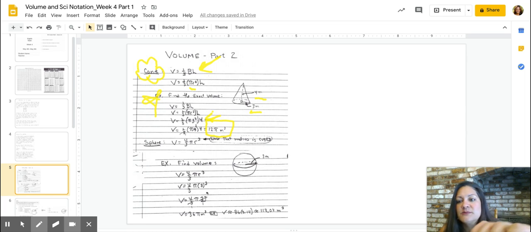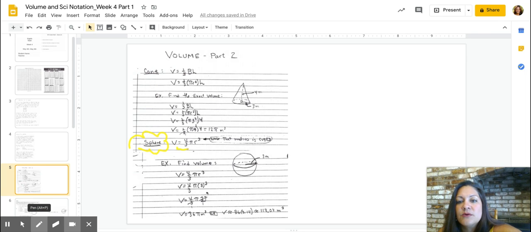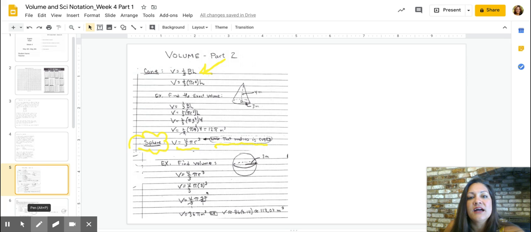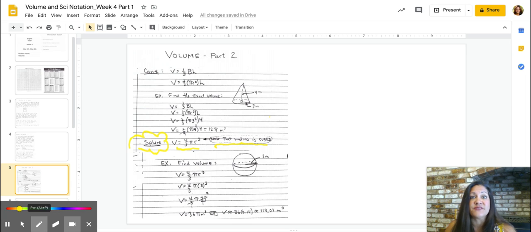Okay, so this next one is going to be the volume of a sphere. Here it is. Volume equals 4/3 pi r cubed. And note that the radius is cubed. That's where it can get confusing, because up here our radius was squared because it was only doing the surface area of the bottom of the cone, because that was our base. For this one, it needs to be cubed because we're dealing with a sphere.